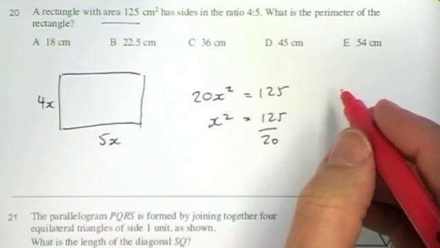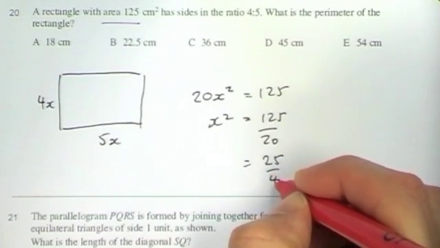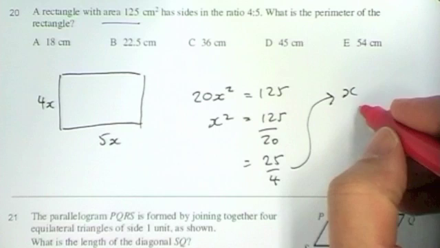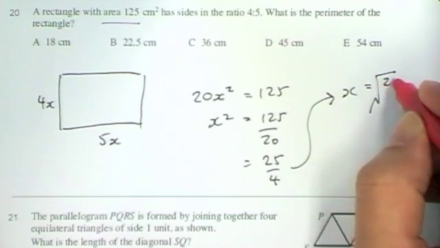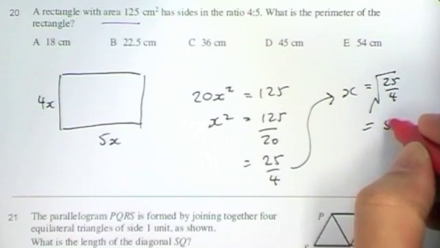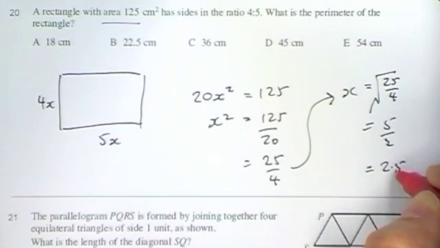The area it says is 125, so 20x squared equals 125, so x squared equals 125 over 20. I can cancel down by 5, so that's going to be 25 over 4. That means x is going to be the square root of 25 over 4. The square root of 25 is 5, the square root of 4 is 2, so 5 over 2, that's 2.5.